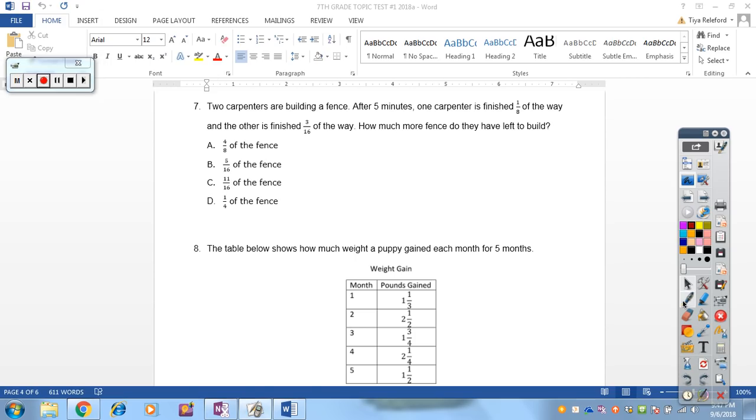All right, we had one of these on our review. So if you took that review home, not only did you get 10 extra points, but you got to practice one almost exactly like this. Two carpenters are building a fence. After 5 minutes, one carpenter is finished 1/8 of the way, and the other is finished 3/16 of the way. How much more fence do they have left to build?